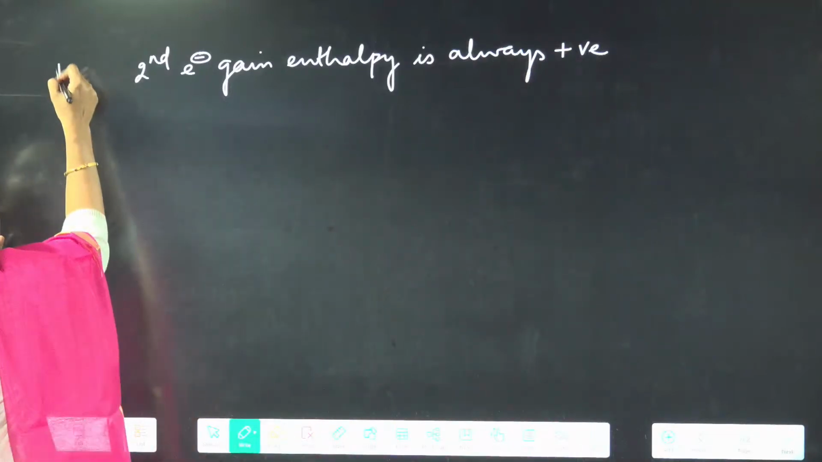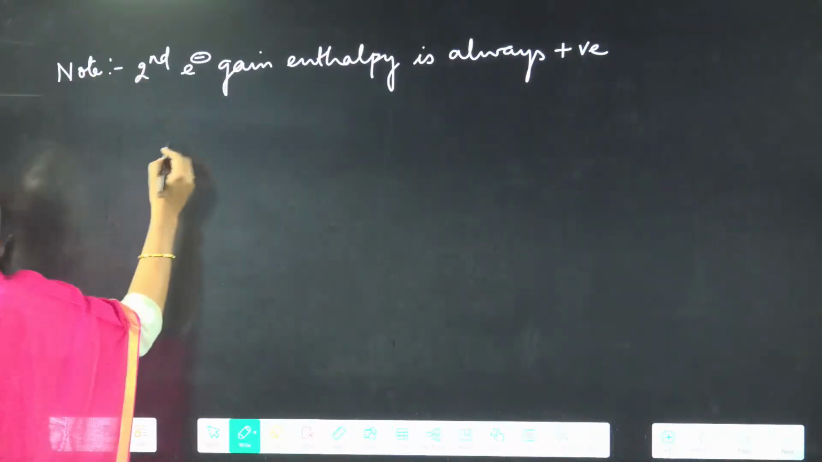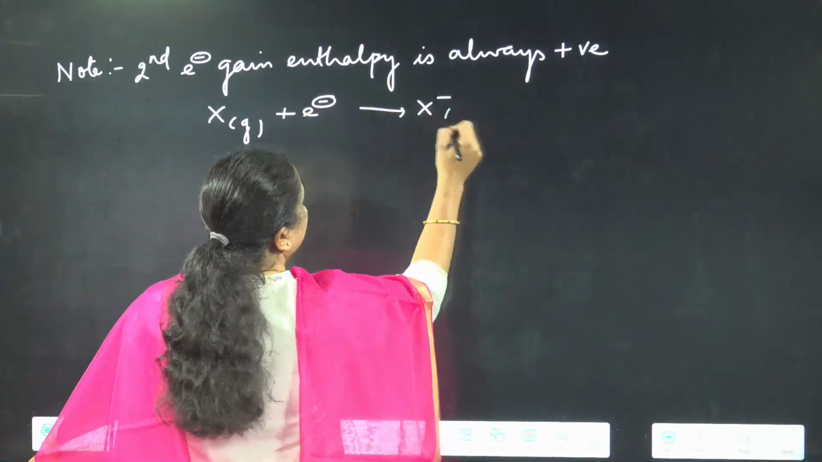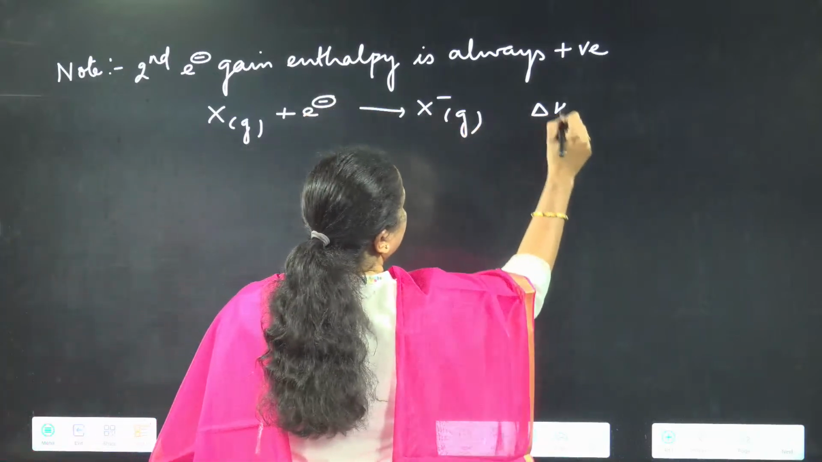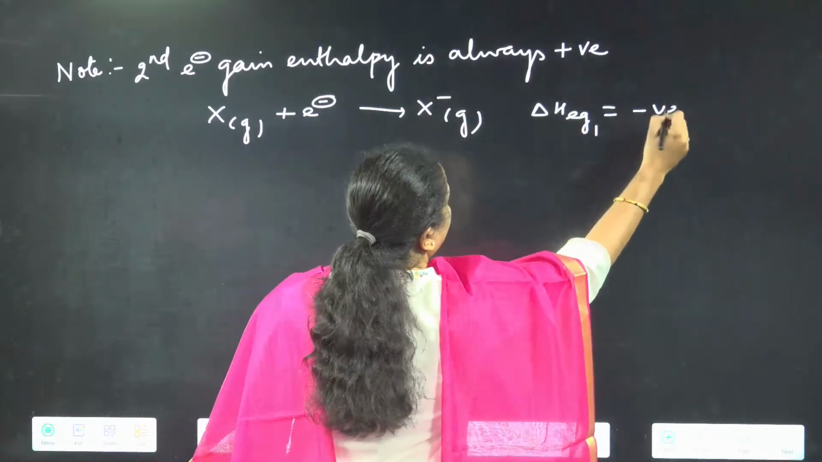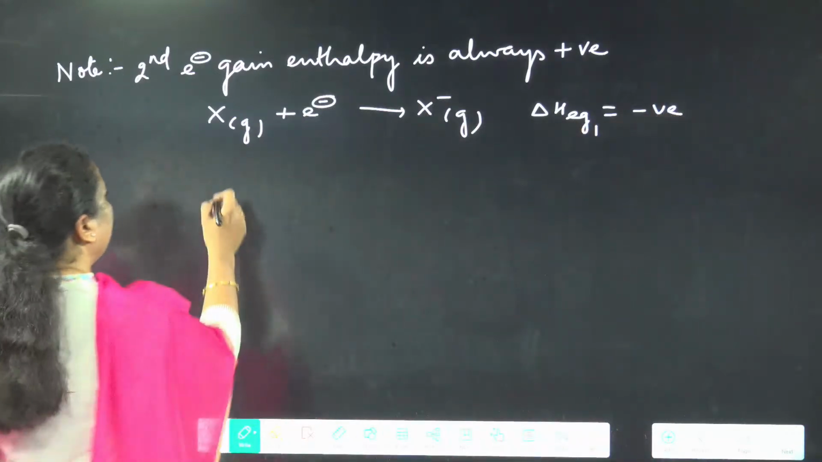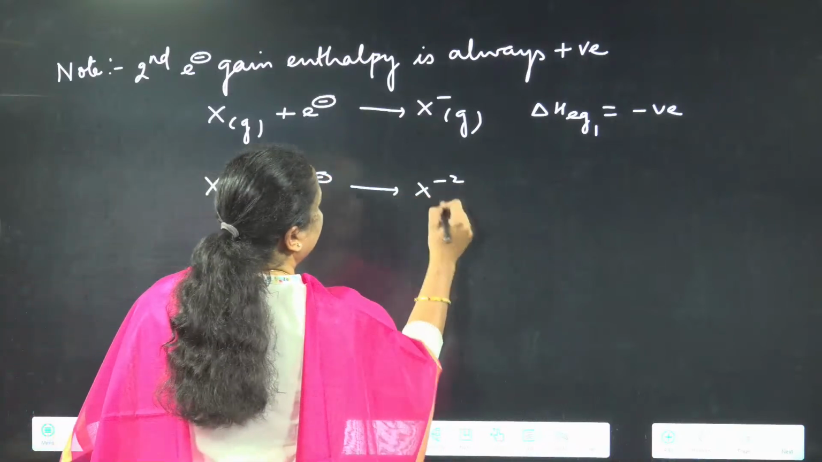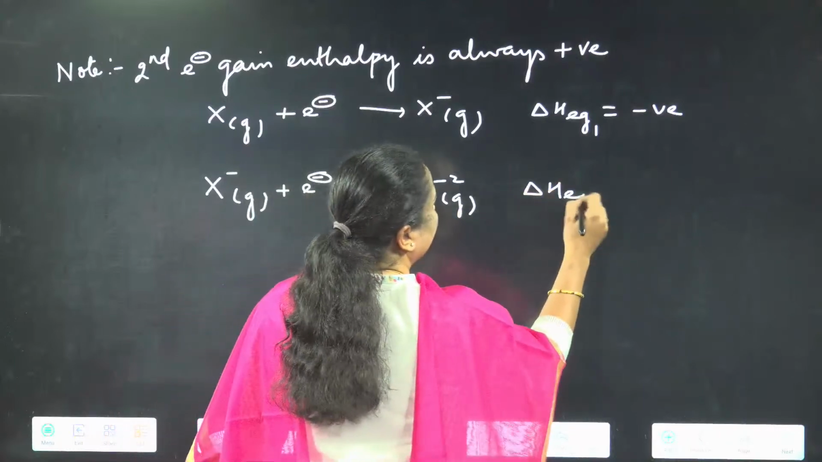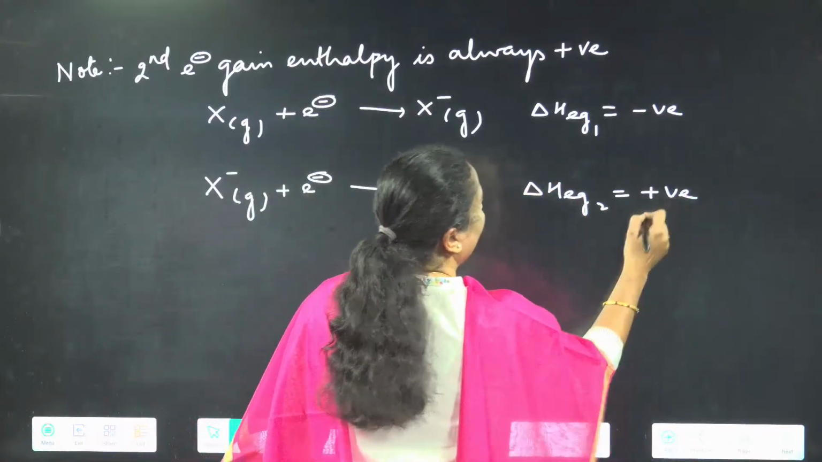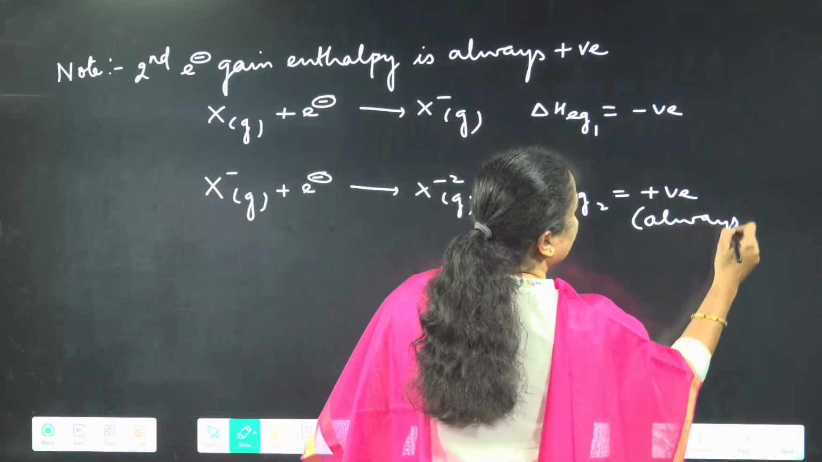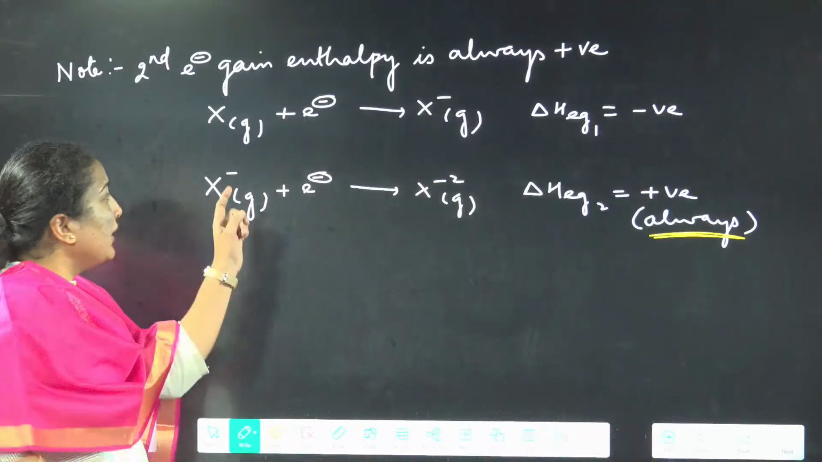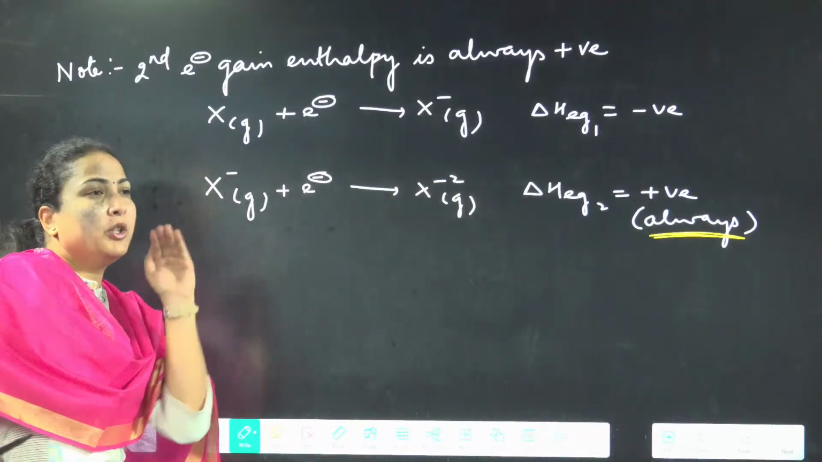That means suppose I write something like a note here. I am saying that suppose I have X gas plus electron becoming X minus in the gaseous form, and let us say this is electron gain enthalpy 1, it is negative, right? Then for the second electron gain enthalpy, X minus going to X 2 minus, you have delta Eg2, I am saying it is going to be positive always. This is the case always, right? Why is it always? Because here earlier you were adding the electron into a neutral gaseous atom.